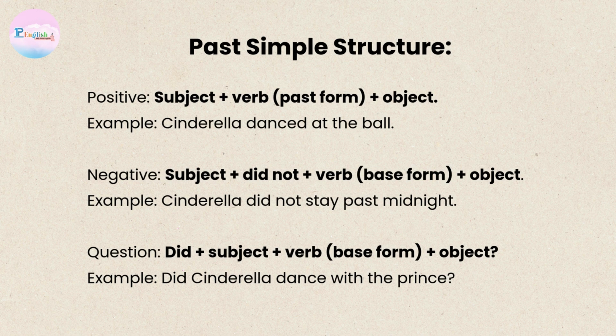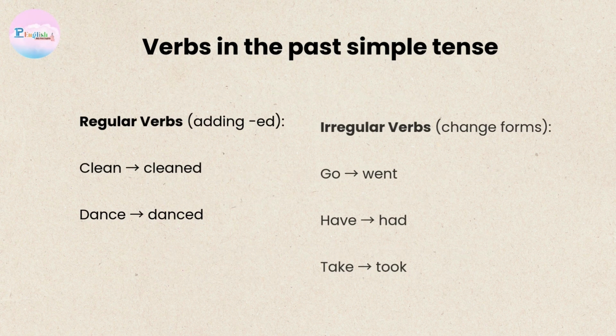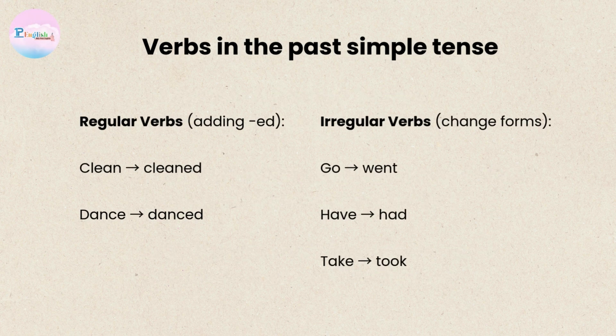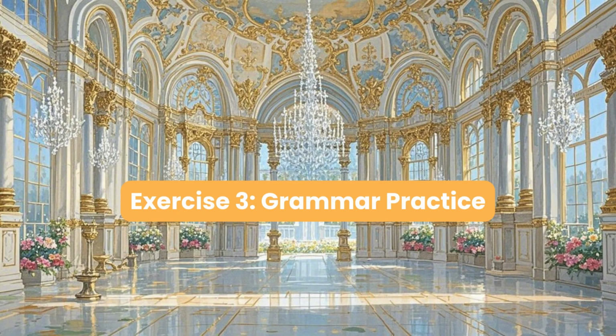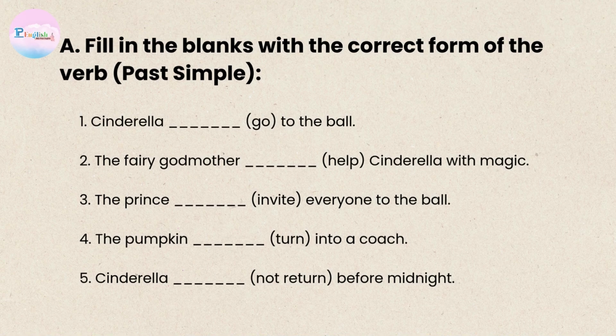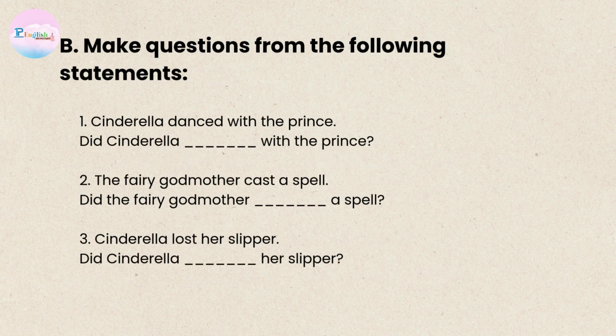Negative: subject plus did not plus verb base form plus object. Example: Cinderella did not stay past midnight. Question: did plus subject plus verb base form plus object. Example: did Cinderella dance with the prince? Exercise 3. Grammar practice. A. Fill in the blanks with the correct form of the verb, past simple. B. Make questions from the following statements.